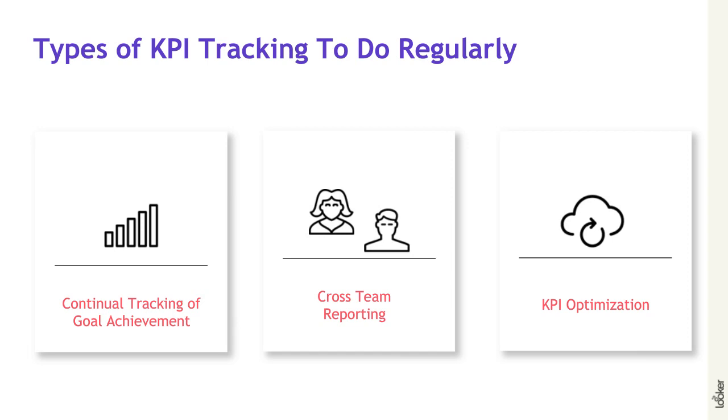So I have 3 types here, and they are the continual tracking of goal achievement, like Elena mentioned. There's, of course, that cross-team reporting, the place where you start getting feedback from other teams. And then, of course, improving those KPIs. How are your key performance indicators working, and what do you need to do to make them work better? So let me just talk a little bit about each one.